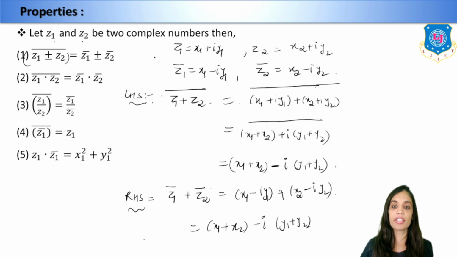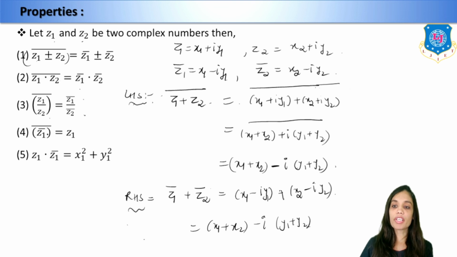Similarly, you can find that the conjugate of z1 minus z2 equals z1 bar minus z2 bar. You can also prove these properties: the conjugate of z1 z2 equals the conjugate of z1 into the conjugate of z2. Just find the LHS and RHS and obtain the results. Similarly, it is applicable for division also, that is, the conjugate of z1 upon z2 equals the conjugate of z1 upon the conjugate of z2.